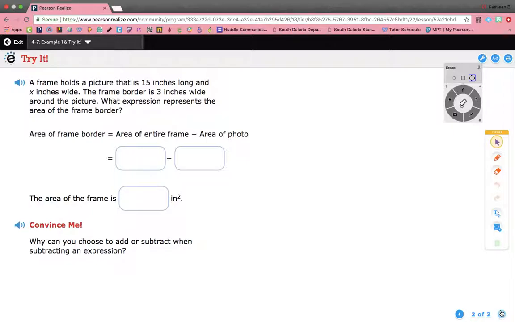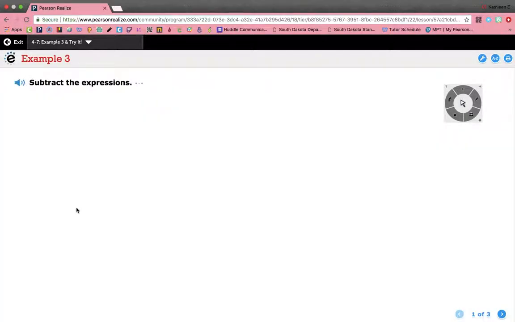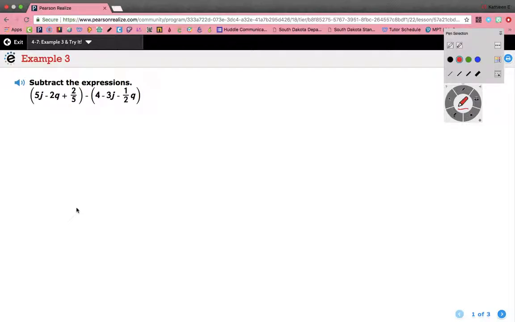So let's go on to the next example. We're going to go to example 3. Subtract the expressions. It's loading right now. I'm going to switch to green just for fun. So we have 5j minus 2q plus 2/5 minus 4 minus 3j minus 1/2 q.